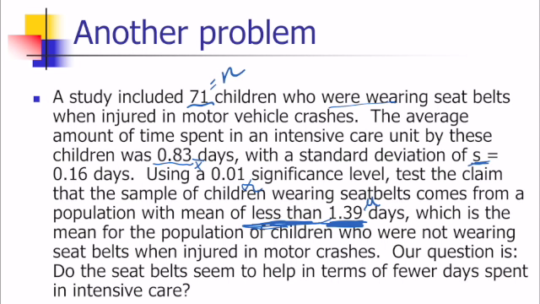So let's go ahead and define our H naught. Our H naught is that this sample comes from the population whose mean is 1.39 days. And we're looking for an alternative hypothesis that has fewer days. So we're saying our sample mean has fewer days spent in intensive care. So that's going to be a less than. So now we have our null hypothesis and our alternate hypothesis. We need to calculate our test statistic.